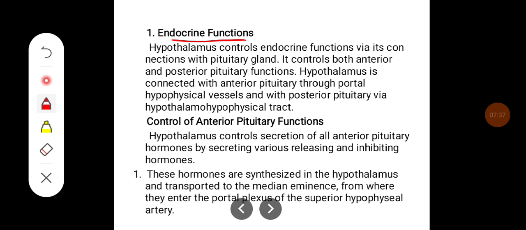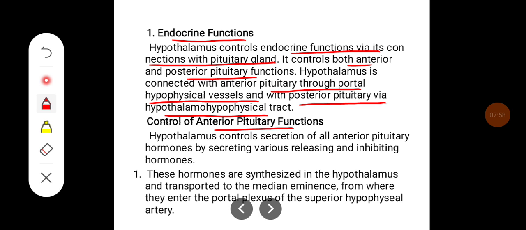Endocrine functions. The hypothalamus controls endocrine functions via its connections with the pituitary gland. It controls both anterior and posterior pituitary functions. The hypothalamus is connected with the anterior pituitary through portal hypophyseal vessels, and with the posterior pituitary via the hypothalamo-hypophyseal tract.